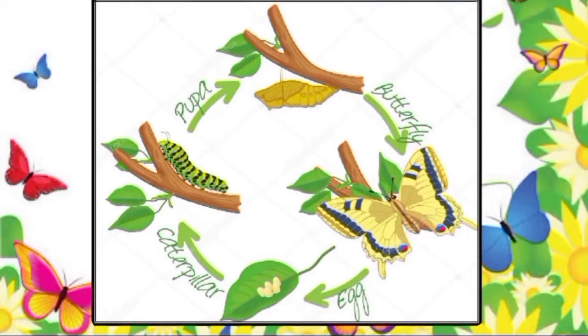Now let's understand the life cycle of a butterfly. Butterflies have 4 life stages: the egg, the larva, which means caterpillar, the pupa, and the adult butterfly. Each of the 4 stages is very unique to individual species of butterflies, which is part of what makes watching and raising butterflies so much fun.